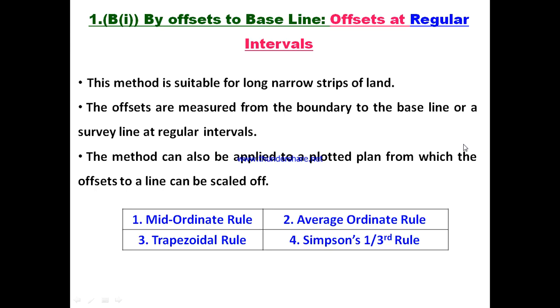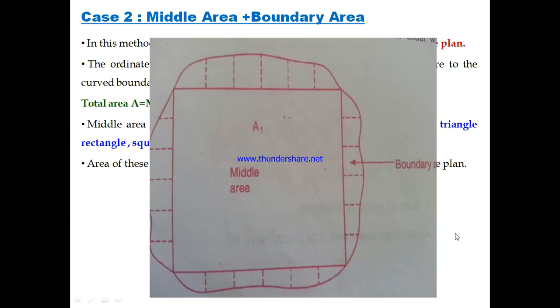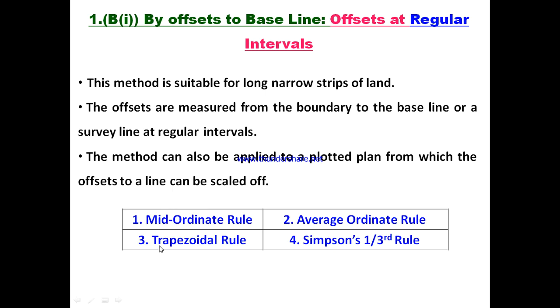Okay. Now the second method comprises of, like, the boundary areas of case 2. These boundary areas will be determined by all these 4 methods: mid-ordinate rule, average ordinate rule, trapezoidal rule and Simpson 1/3 rule. Also we have to see whether the boundary surfaces we are left with have the offsets at regular interval or at irregular interval.